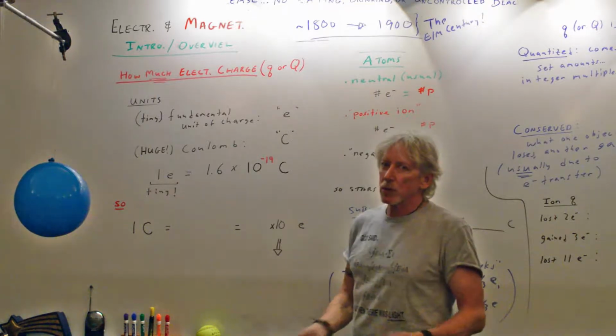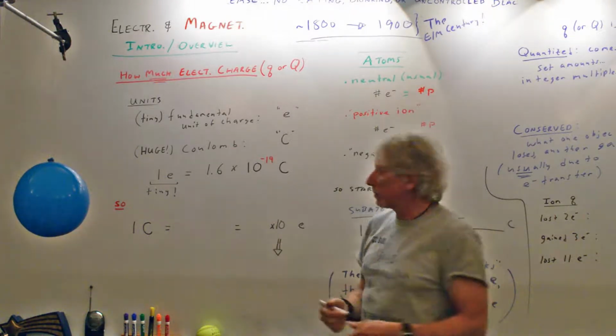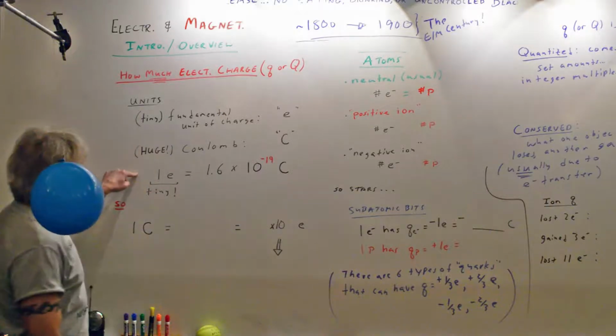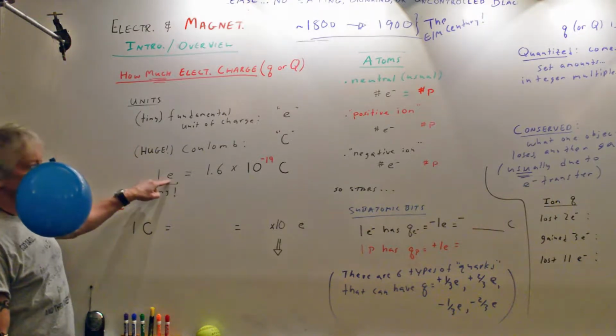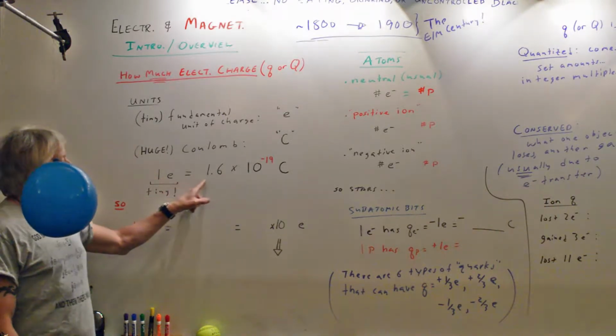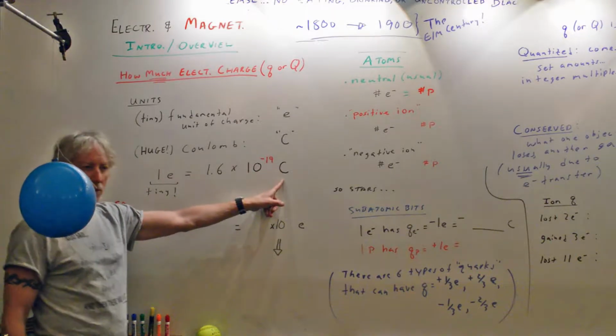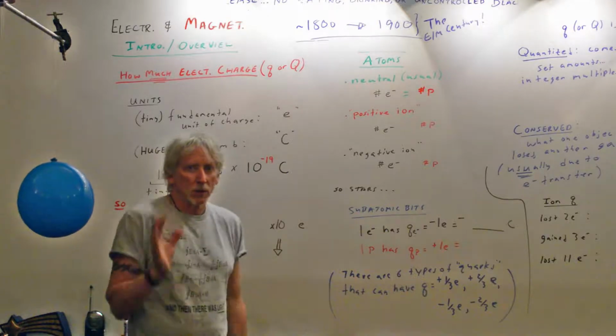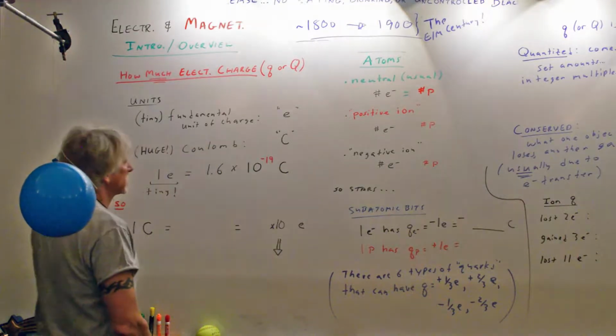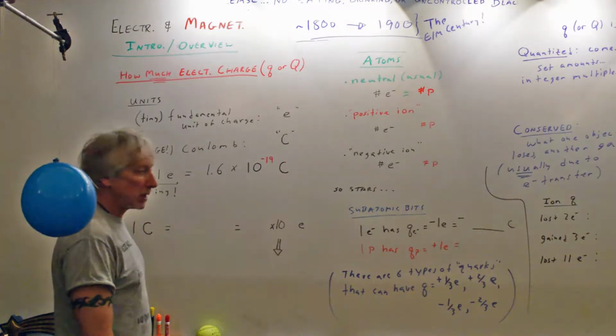Again, be picky with your notation. We've got to know what you're talking about. You can't make up your own. How tiny is an e? One fundamental unit, one e, is 1.6 times 10 to the negative 19 coulombs. Remember that number. That should be something you just know. 1.6 times 10 to the negative 19 coulombs.